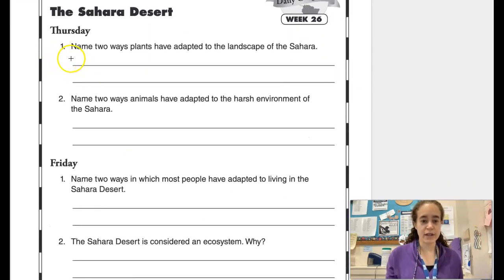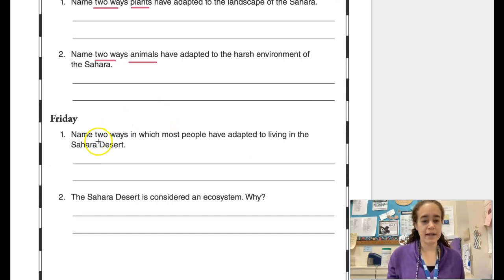Thursday's questions, we talked about these slightly before. Name two ways plants have adapted to the landscape of the Sahara. Make sure you name both. Two ways animals have adapted, and Friday, two ways most people have adapted. Use those paragraphs above like I mentioned.